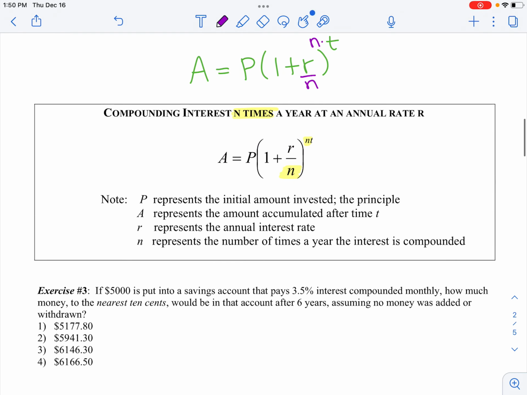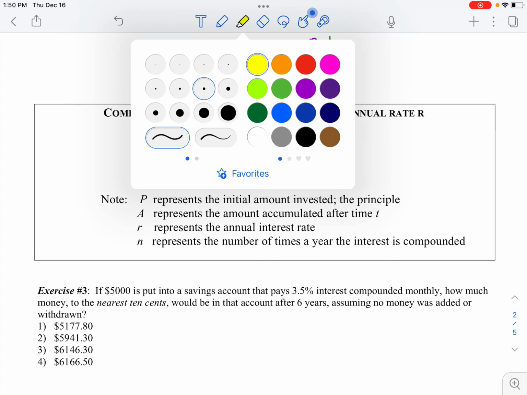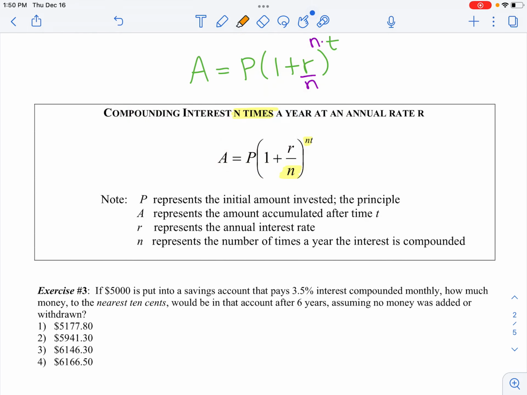So let's take a look at example 3 and see if we can put this together. We're given $5,000 to be put into a savings account. It pays 3.5% interest compounded monthly. So here's our interest rate, here's our initial amount.